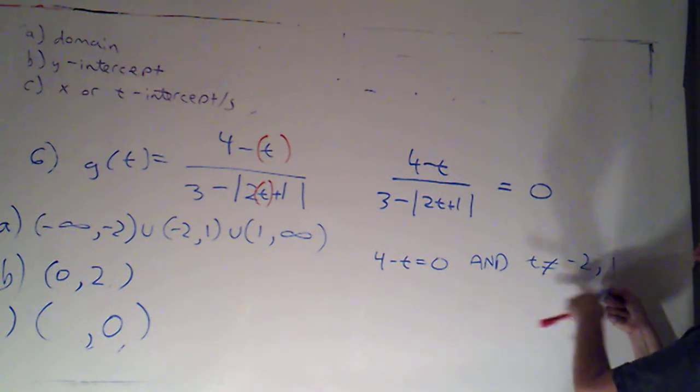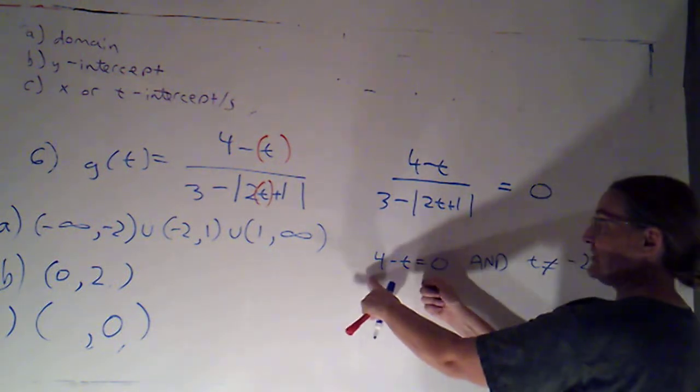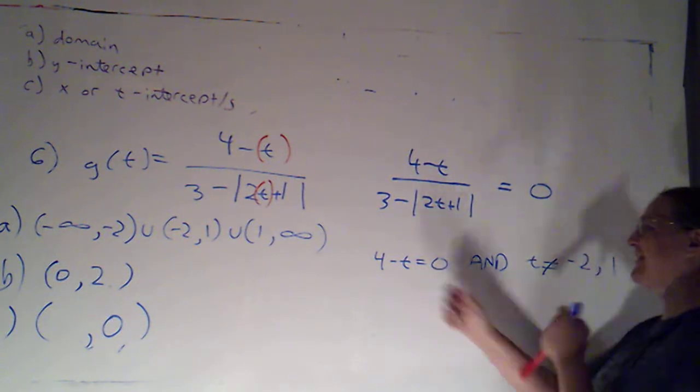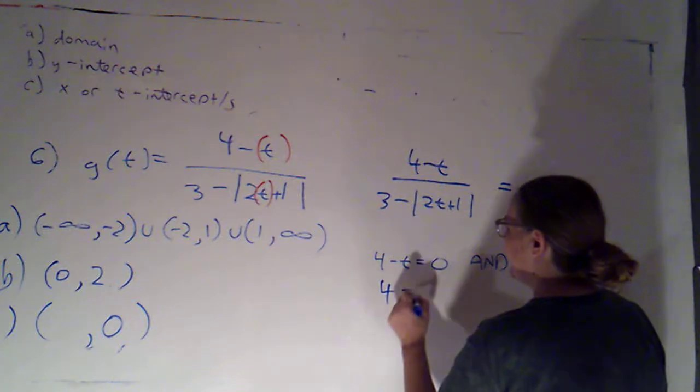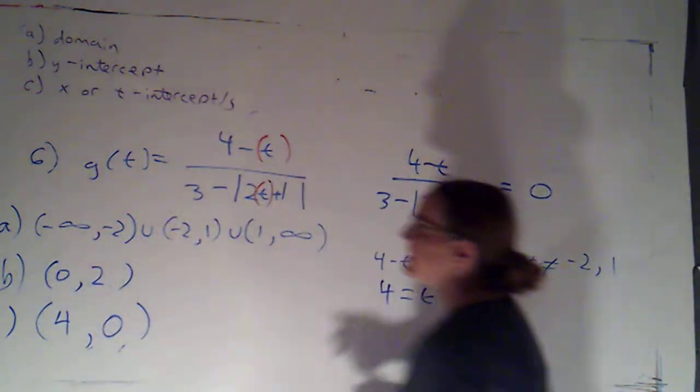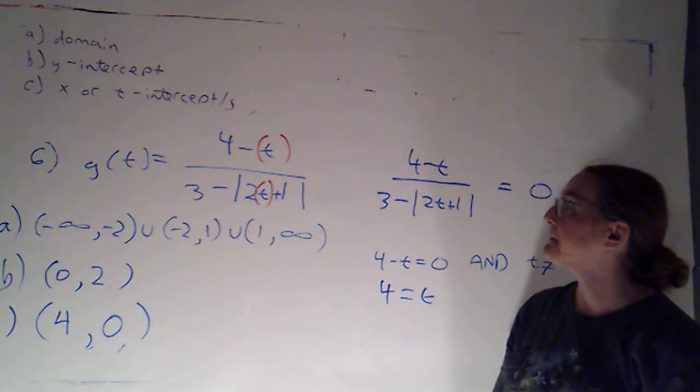Okay. So if I've already found the domain, basically I can just solve this, make sure I don't get one of those restricted values, and if I don't, then I'm good to go. And in this case, it looks like 4 is equal to t. So my t-intercept will be 4, 0.